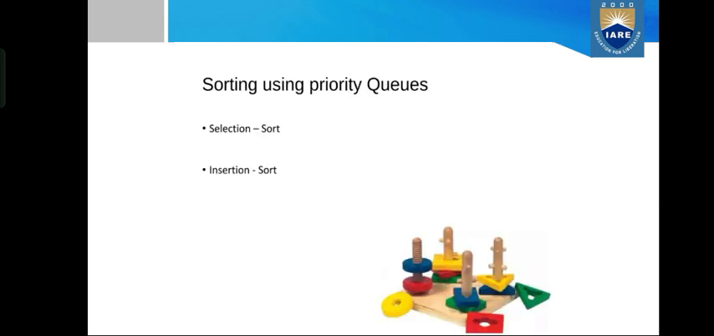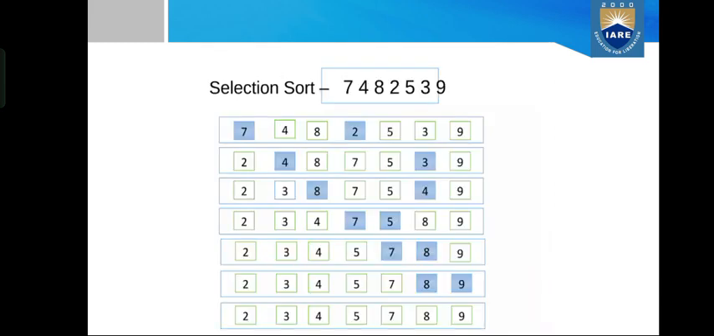Sorting using priority queues: selection sort or insertion sort. This is selection sort. We have elements 7, 4, 8, 2, 5, 3, 9. In the first iteration, the 2 is placed in the minimum position. In the second iteration, the 3 is placed in the second position. In the third iteration, the 4 is placed. In the fourth iteration, 5 is placed. And like that, in n minus 1 iterations, all elements are sorted.